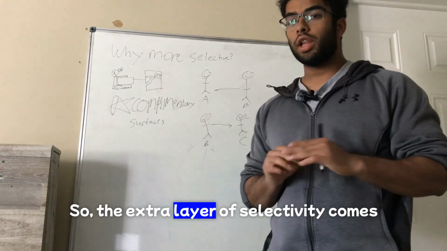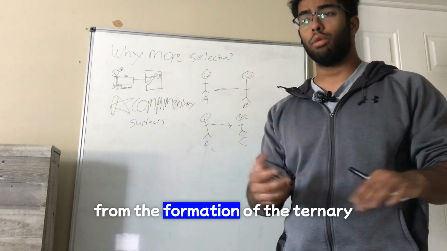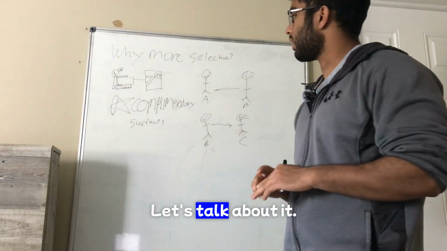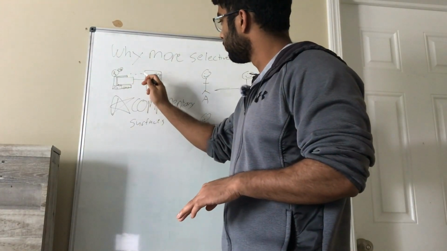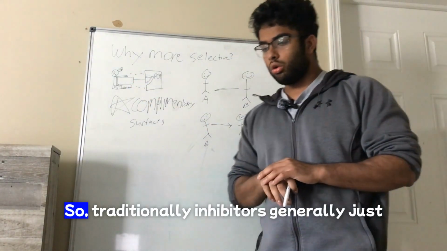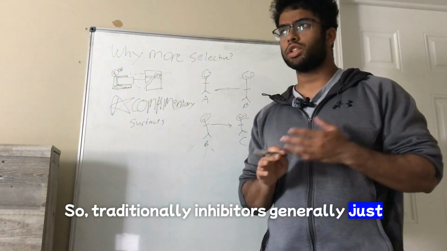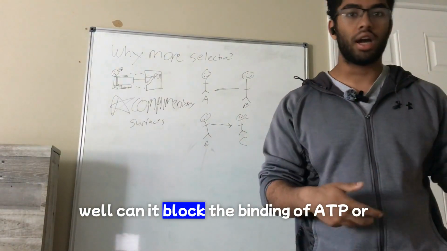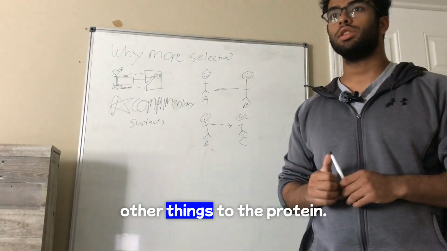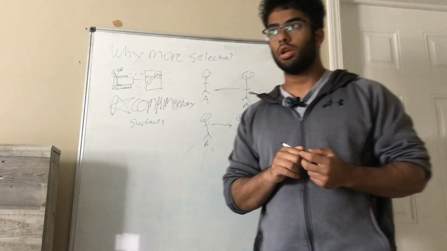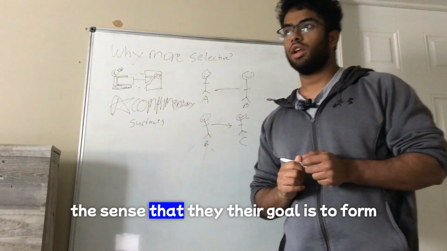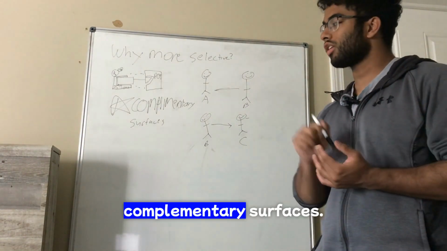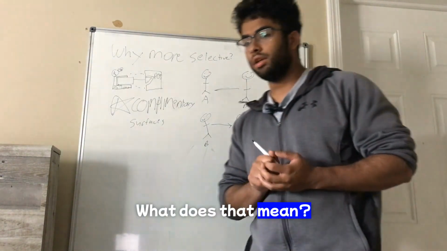So the extra layer of selectivity comes from the formation of the ternary complex. What does that mean? Why is that? Let's talk about it. Let's draw these. Traditionally, inhibitors generally just have selectivity for whether they can bind to the binding pocket well, and how well they can block the binding of ATP or other things to the protein. But PROTACs work a little differently in the sense that their goal is to achieve something called complementary surfaces. What does that mean?